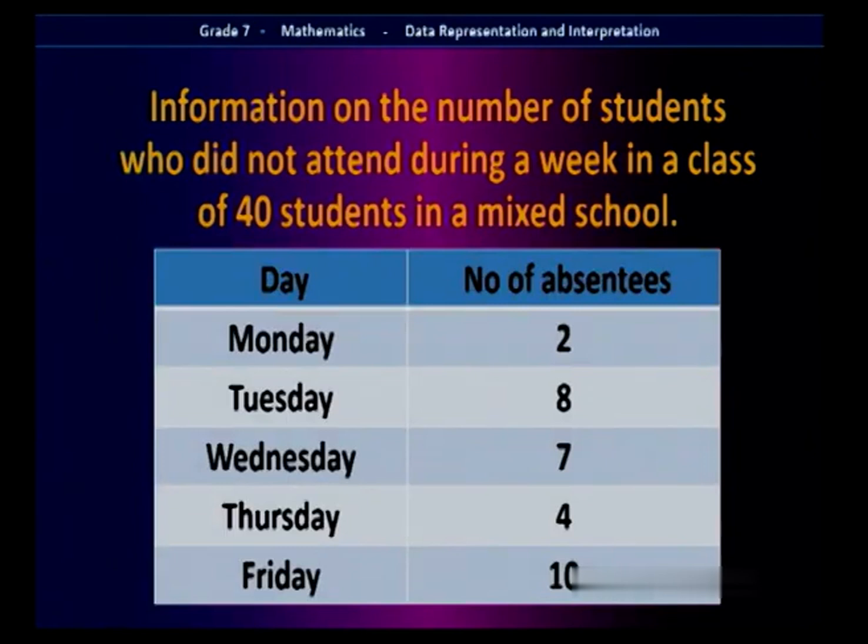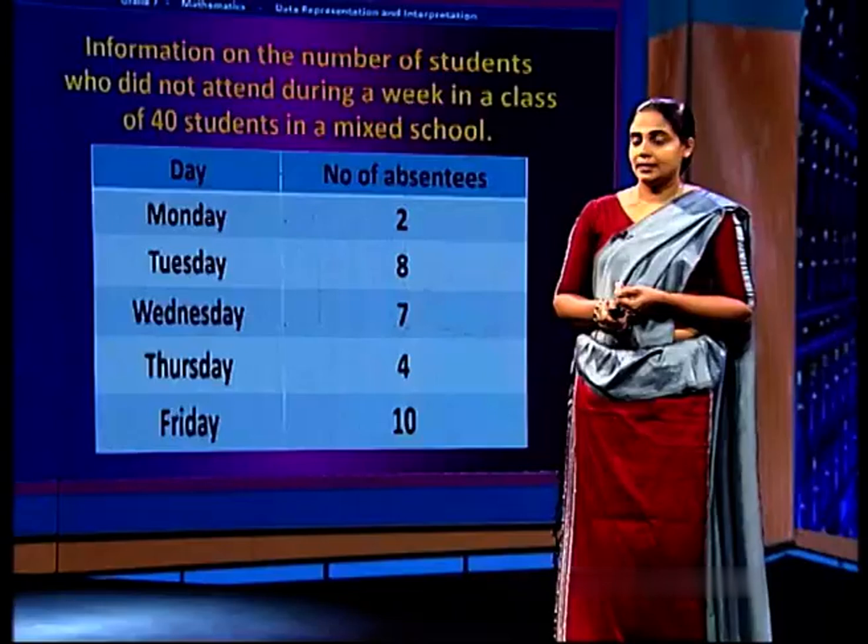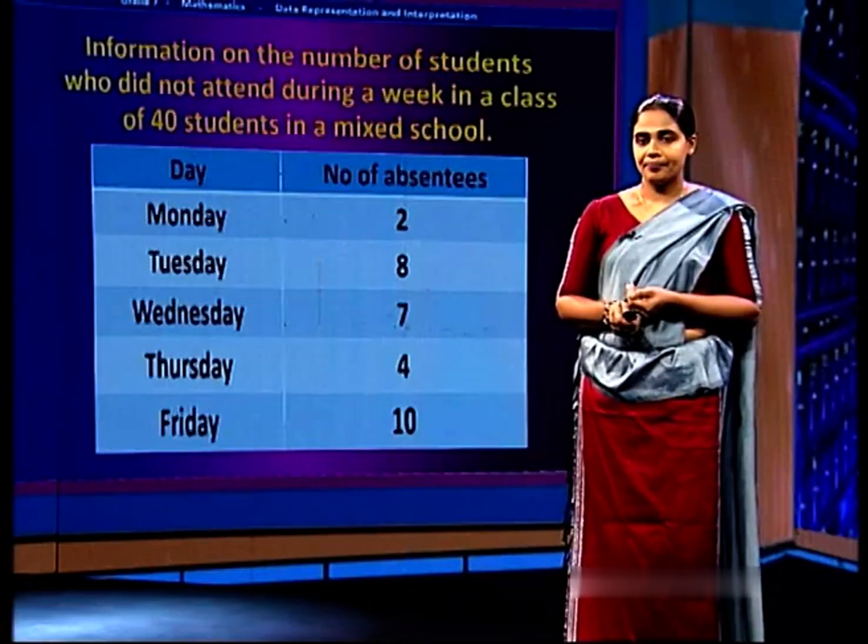Then on Monday, Tuesday, Wednesday, Thursday and Friday, the number of absentees. On Monday it is 2, on Tuesday 8, on Wednesday 7. The number of absentees on Thursday is 4, on Friday is 10. Then we collected data. Now we have to represent this data using picture graphs. Can you remember it?